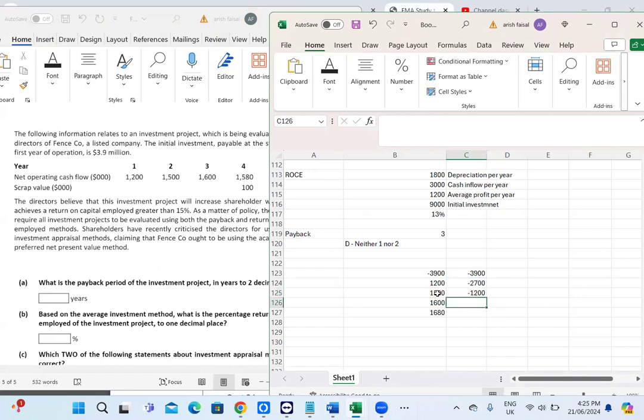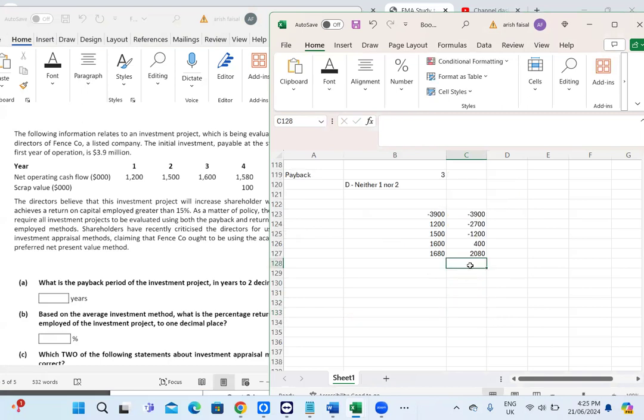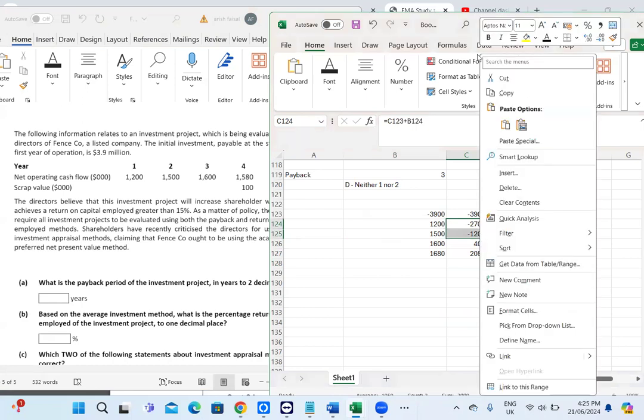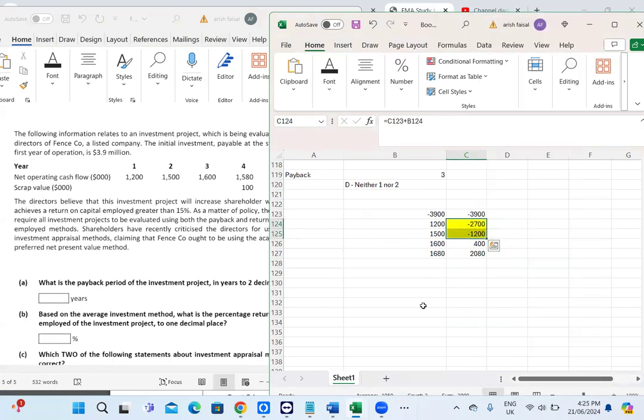So still you are in negative by 1.2 million. But next year you got 1.6, so now you are in a positive of 400. And obviously by the end of the fourth year, it will be 400 plus 1,680, so 2.08 million. So in this case, you can see that 2 years have gone. And for the decimal, to two decimal places.